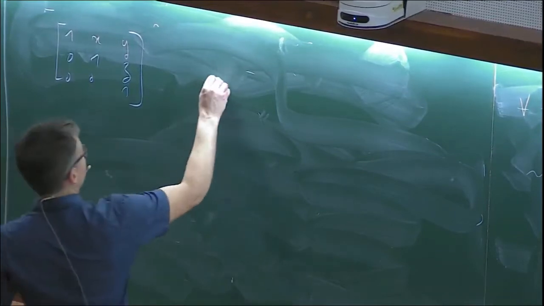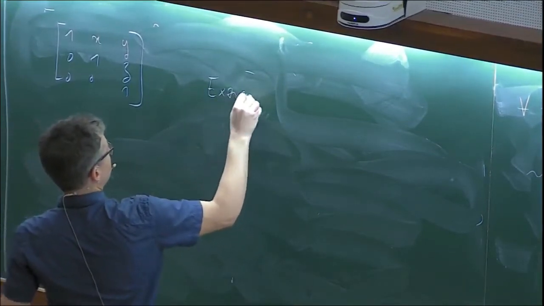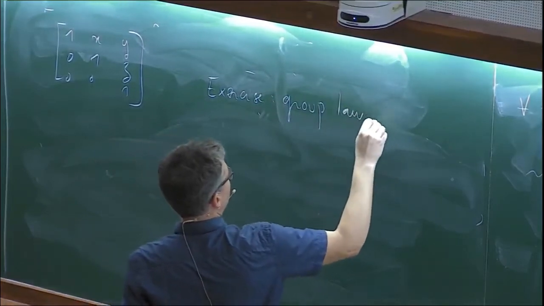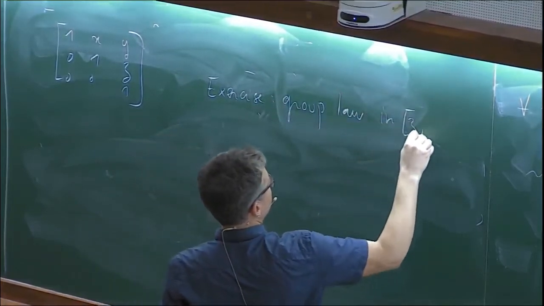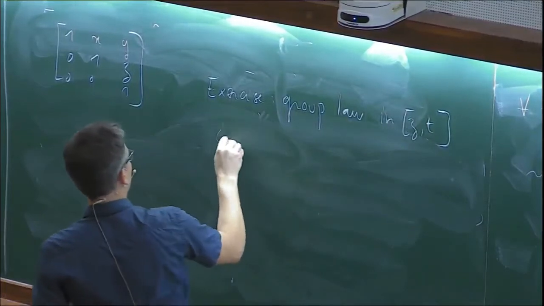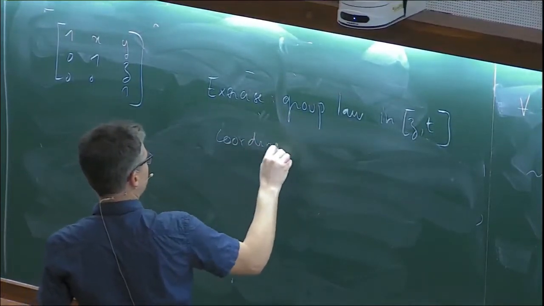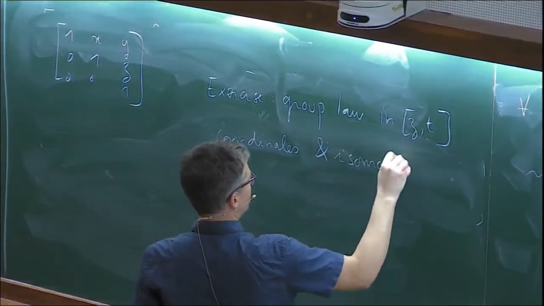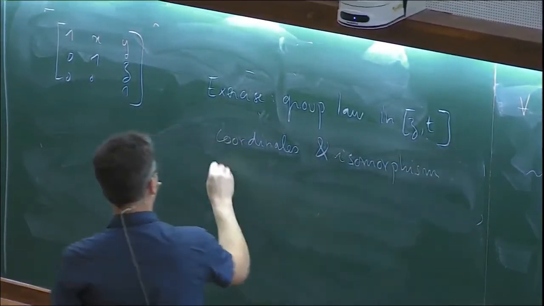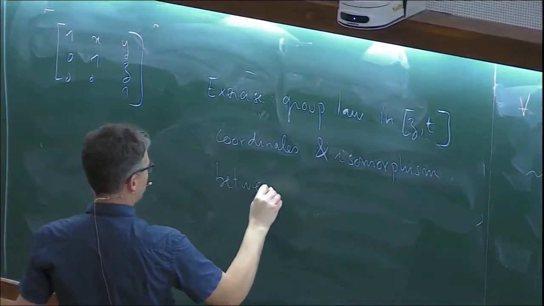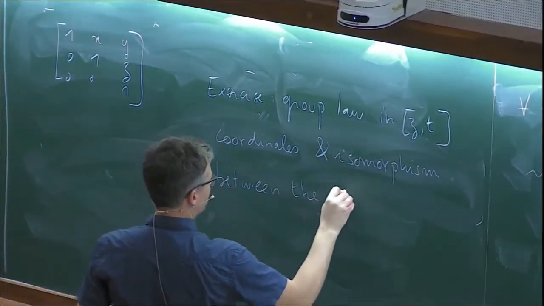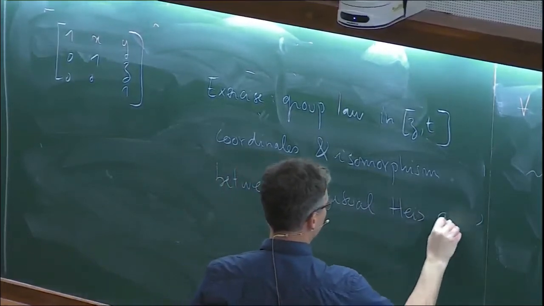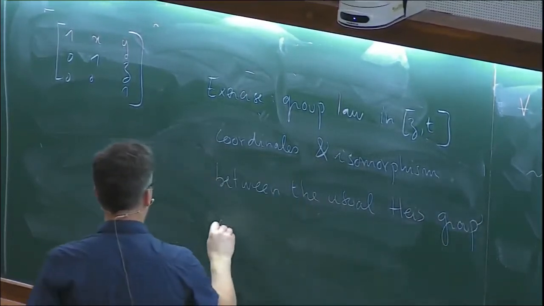So, exercise: the group law in (z, t) coordinates, and an isomorphism between the usual Heisenberg group and this one.